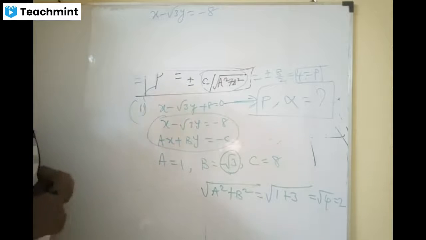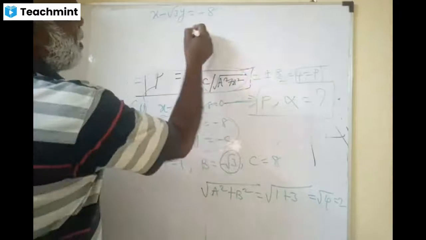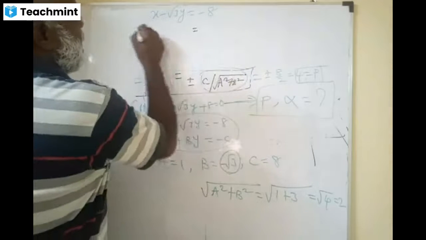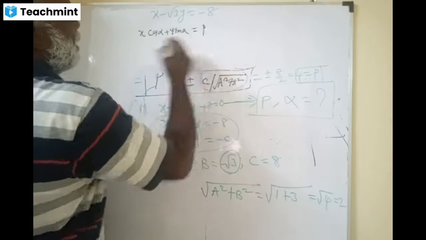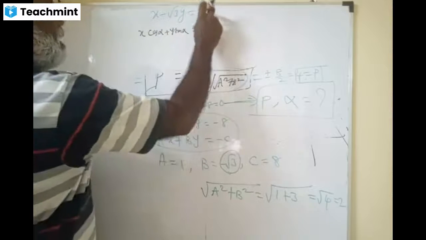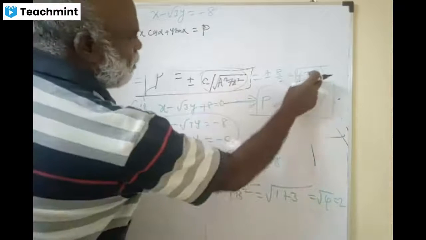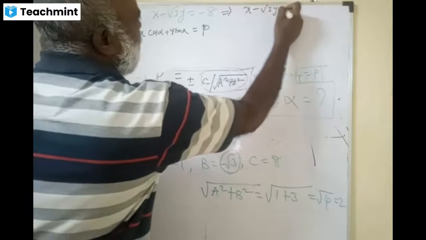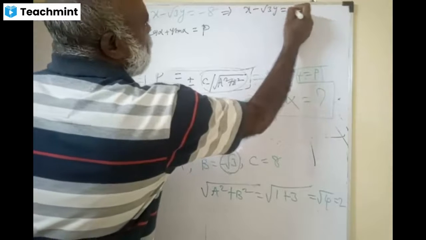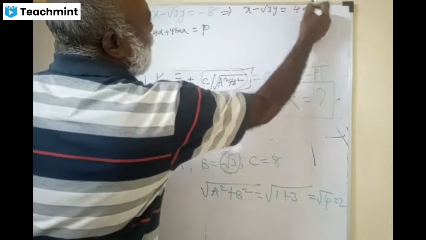Yes. So we want to convert it into x cos alpha plus y sin alpha is equal to P, right? But what is P here? P is equal to 4. Therefore, can I write this one: x minus root 3 y equal to 4 into minus 2?